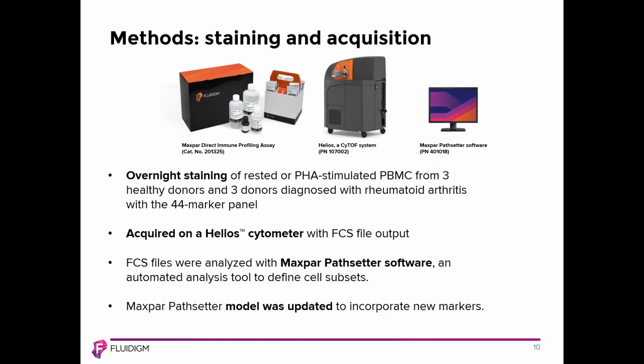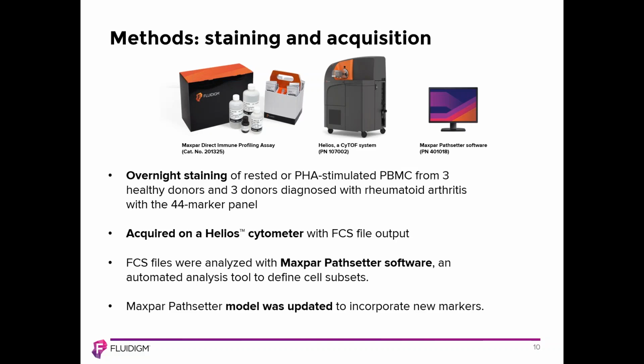So what we did in this particular experiment is that we had PBMC samples from 3 healthy donors and 3 donors diagnosed with rheumatoid arthritis. And what we did is we either rested the PBMC cells overnight or PHA stimulated them overnight. The following day, the cells were stained according to the staining procedures outlined in the Maxpar Direct Immune Profiling Assay. These samples were then acquired on a Helios mass cytometer, which results in the output of an FCS file. That FCS file was then uploaded into the Maxpar Pathsetter software.